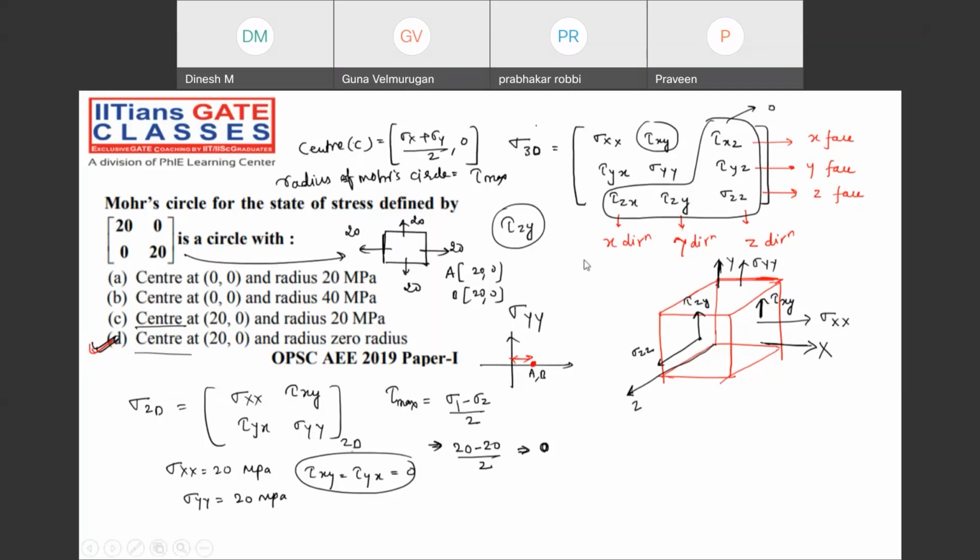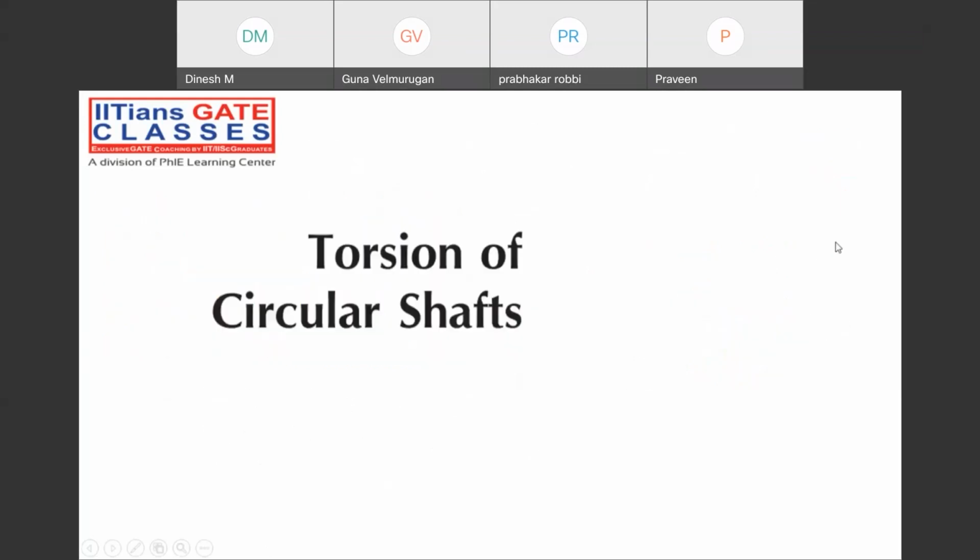We have many methods to capture how much stress a point is feeling, whether only in the x direction, only in the y direction, only in the z direction, or combined in all the directions. That is called a complex state of stress. Now, note down torsion of the circular shaft. We don't have torsion of non-circular shafts. That is the first thing. So the next chapter will be the torsion of circular shafts.